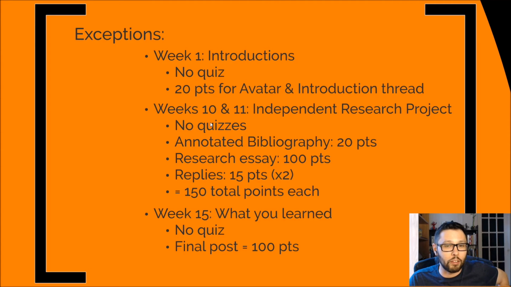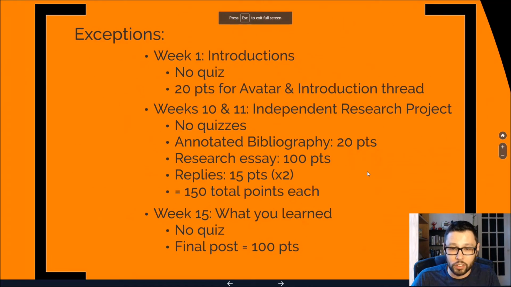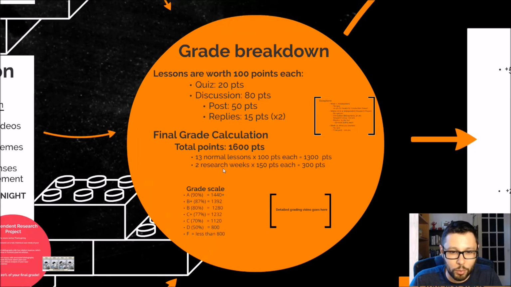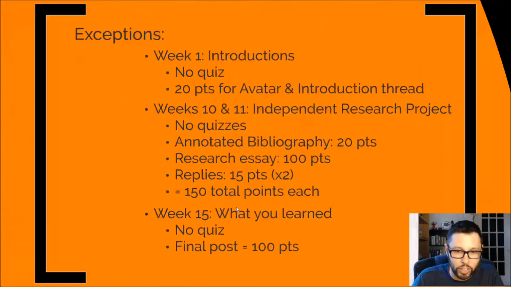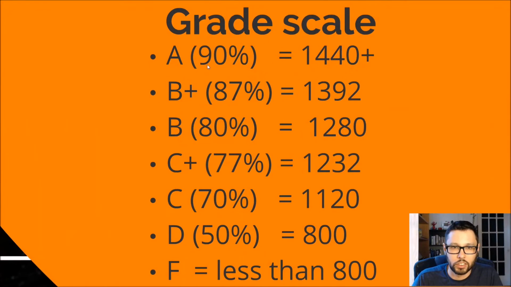And then weeks 10 and 11 are your independent research project. There's no quizzes those weeks. It's just your project, and then instead of the quiz credit, you get 20 points for your annotated bibliography. Independent research weeks are worth 150 points each, so 300 points. That's more than a normal week. It's 50% more than a normal week. So those research weeks are important. And then your total grade scale is almost a straight scale.